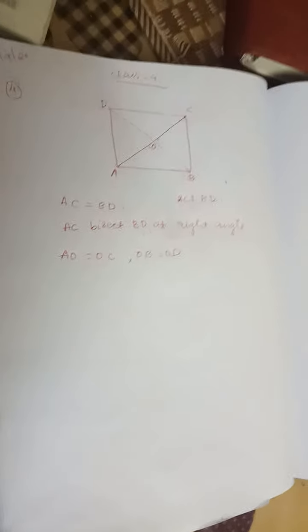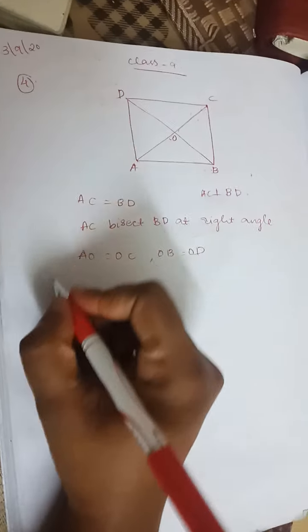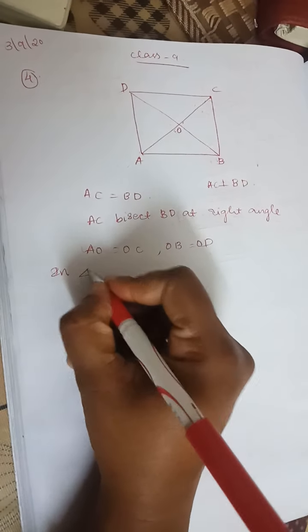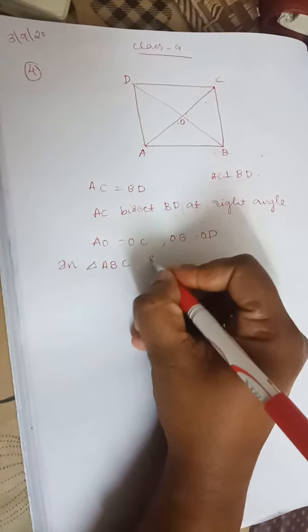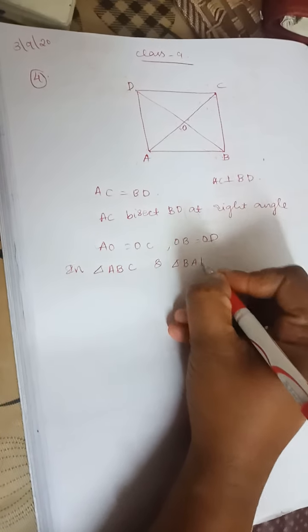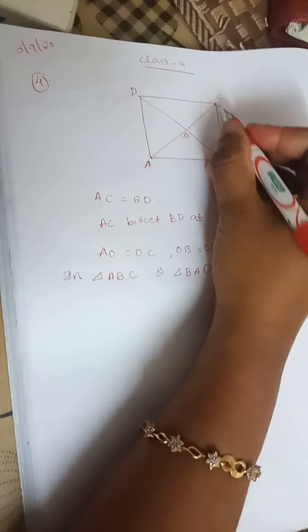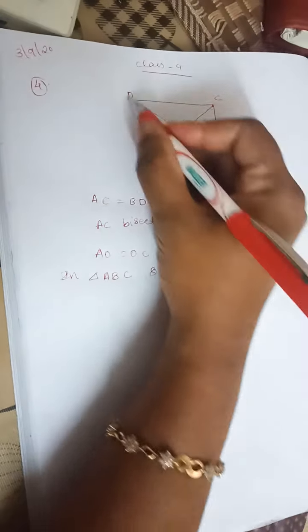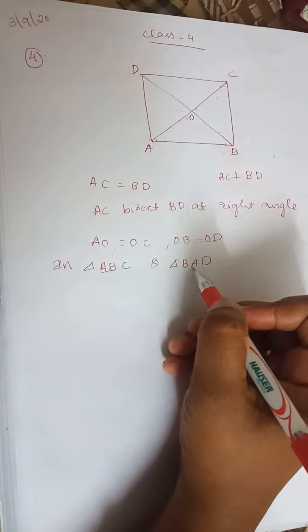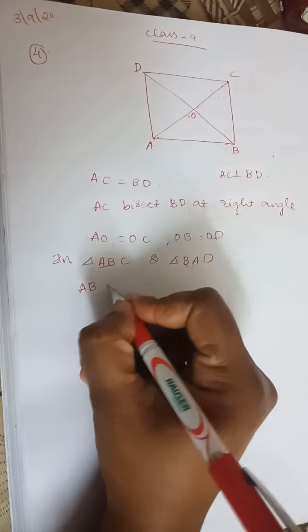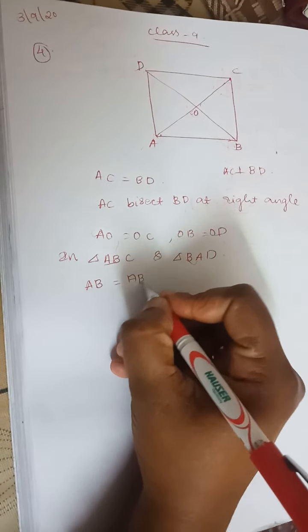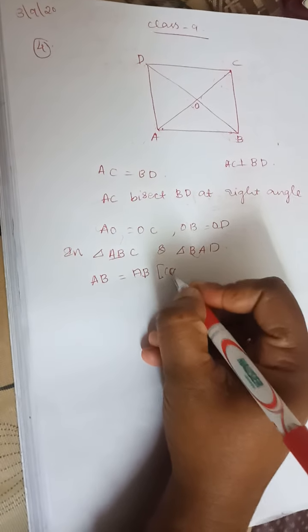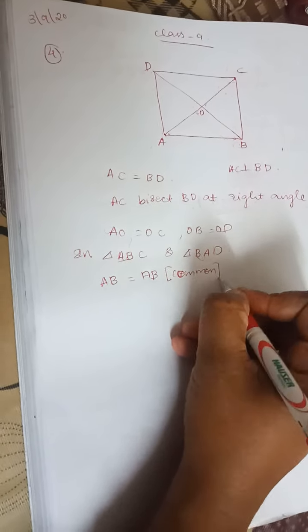So we can prove it just like this. I am starting from here. First I am taking the triangles. In triangle ABC and triangle BAD, both triangles have the common side AB. Here it is AB, here also it is AB. So this is a common side, and we can equate them. AB is equal to AB. The reason is common.